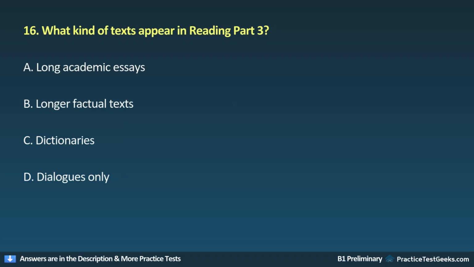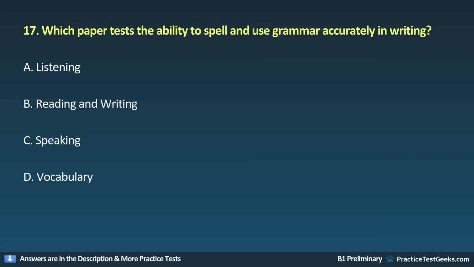16. What kind of texts appear in reading part 3? A. Long academic essays. B. Longer factual texts. C. Dictionaries. D. Dialogues only.